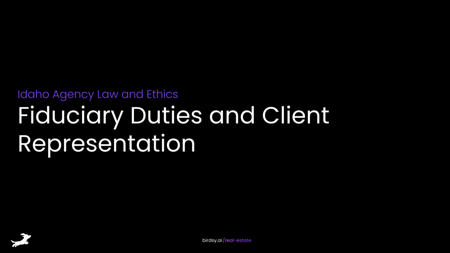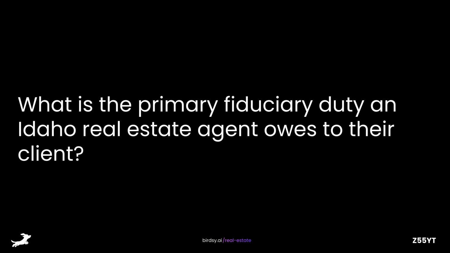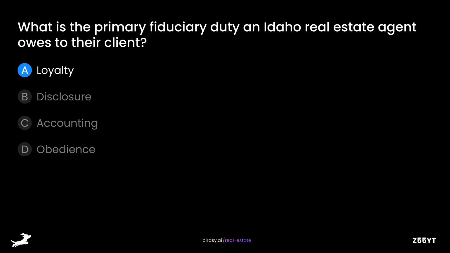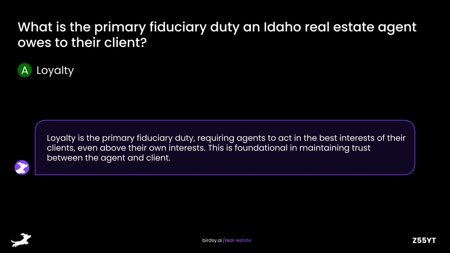Fiduciary duties and client representation. What is the primary fiduciary duty an Idaho real estate agent owes to their client? Is it A. Loyalty, B. Disclosure, C. Accounting, or D. Obedience? The answer is A. Loyalty. Loyalty is the primary fiduciary duty, requiring agents to act in the best interests of their clients, even above their own interests. This is foundational in maintaining trust between the agent and client.